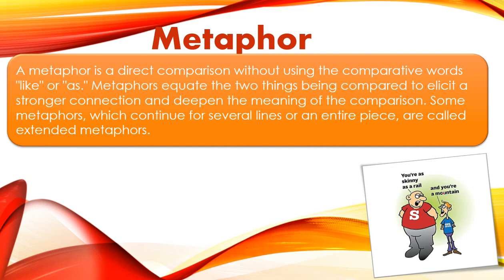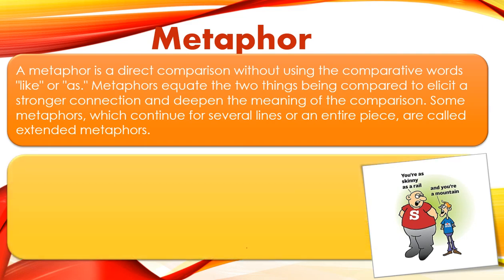As you can see here, he is saying you are as skinny as a rail, and he said you are a mountain. In the first one, this is simile. We use the tool as to compare how skinny the man is to a rail, and the man here in blue is using metaphor. He didn't use as or like to compare this one in red to a mountain. Let's see some more examples.